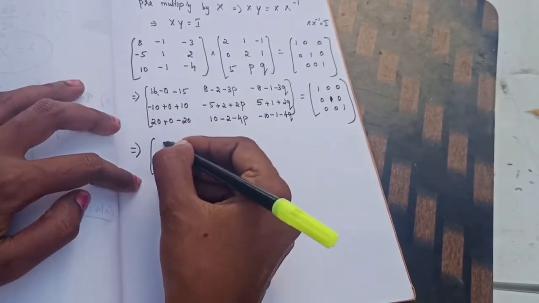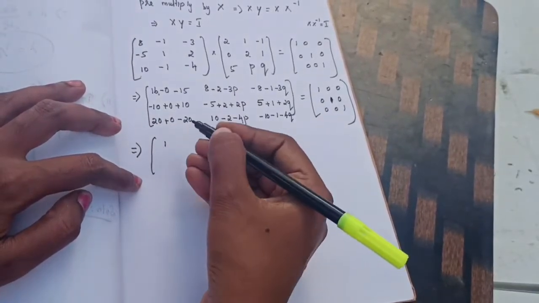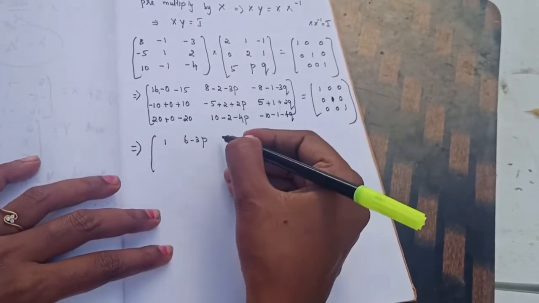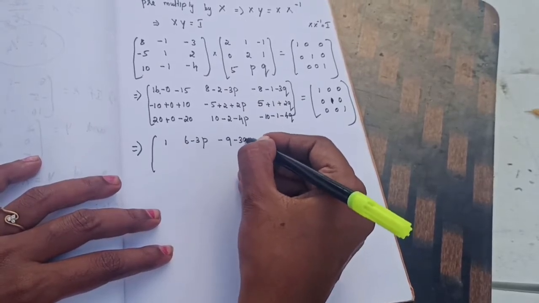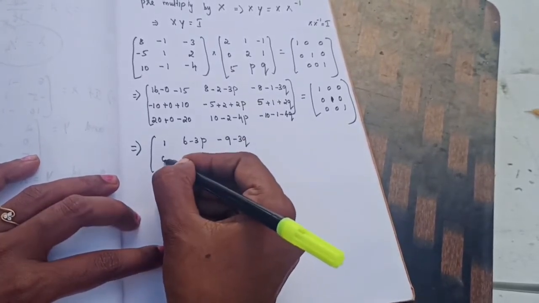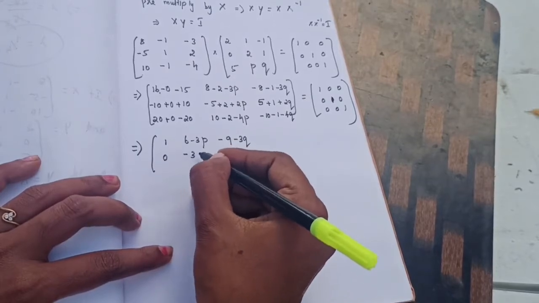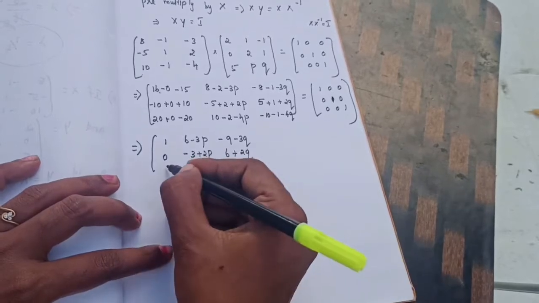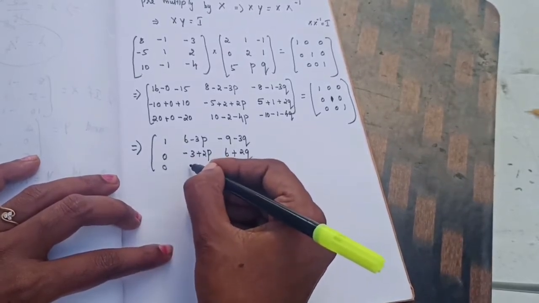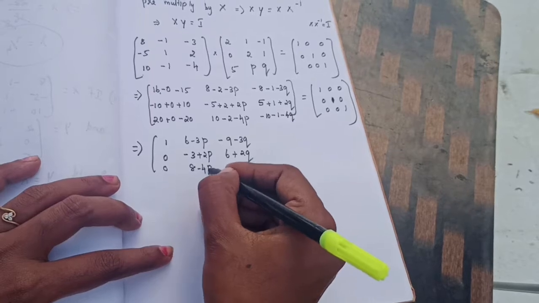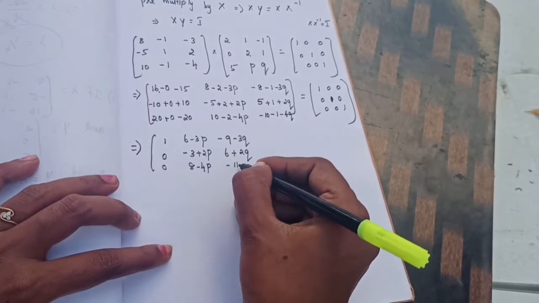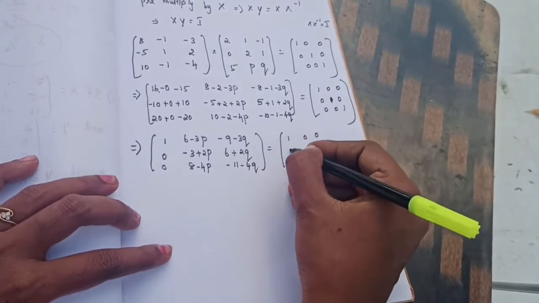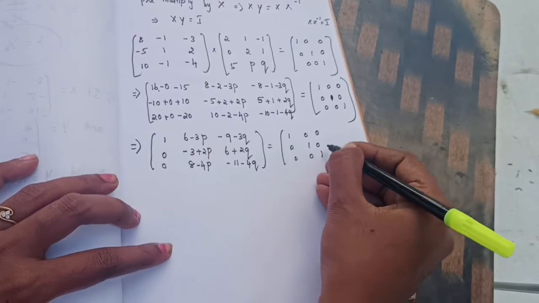16 minus 15 gives 1. Next, 6 minus 3p. Next, minus 9 minus 3q. Next, 0. Then minus 3 plus 2p, then 6 plus 2q, then 0. Then 8 minus 4p, then minus 11 minus 4q, is equal to 1 0 0, 0 1 0, 0 0 1.